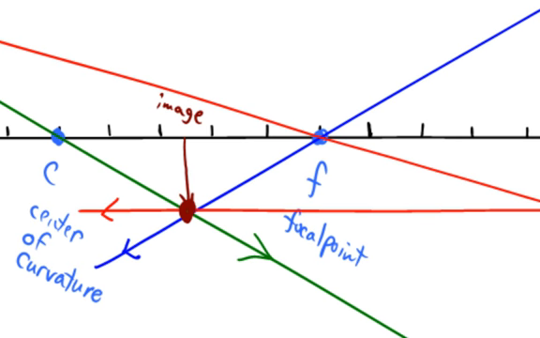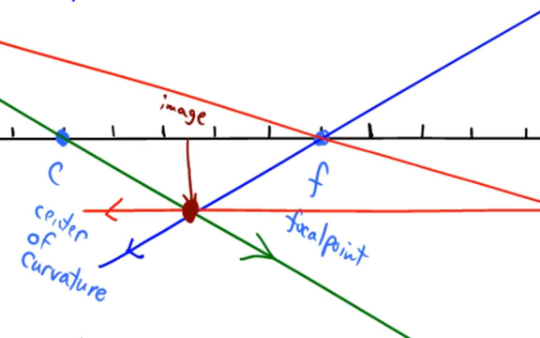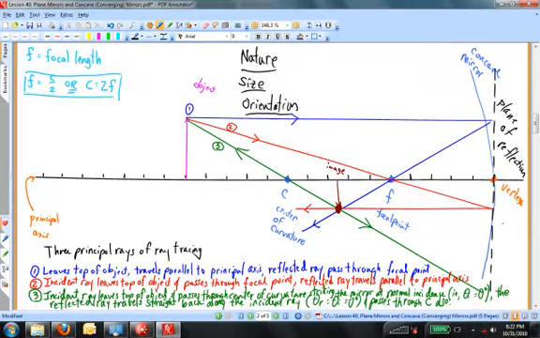On the other hand, if I had a virtual image, the three reflected rays would diverge. But for this particular image, the nature of this image is real. Now, to talk about the size of the image, I need to compare how tall the image is compared to how tall the object is.